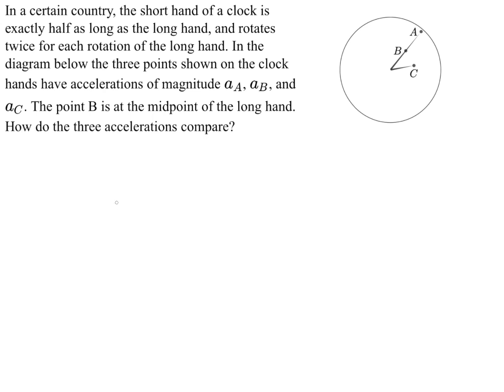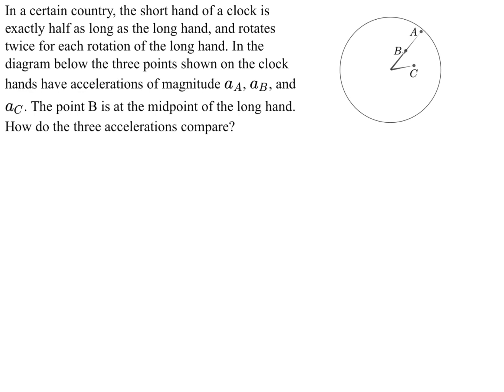In a certain country, the shorthand of a clock is exactly half as long as the longhand, and rotates twice for each rotation of the longhand. In the diagram over here, the 3 points shown on the clock have accelerations of magnitude, the acceleration of point A, the acceleration of point B, and the acceleration of point C. And point B is at the midpoint of the longhand.